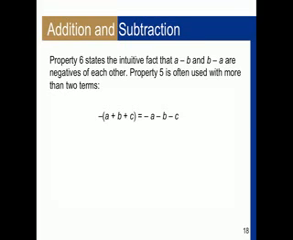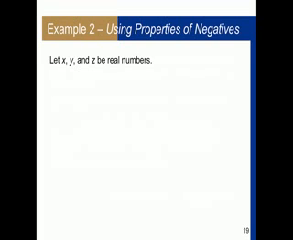Now, property 6 states that a minus b and b minus a are negatives of each other, and therefore we use property 5 more often with 2 terms. But when we have 3 terms, the negative gets distributed, so the a, the b, and the c all become negatives.